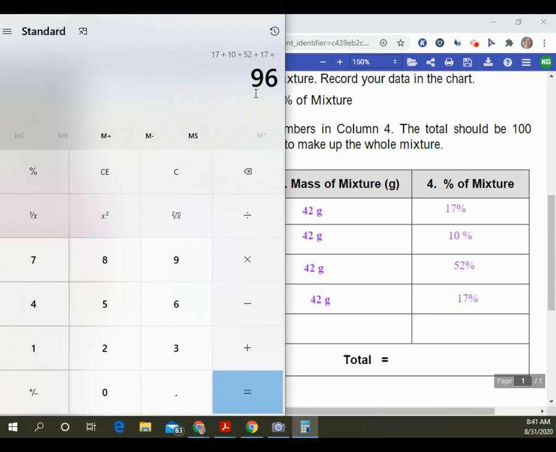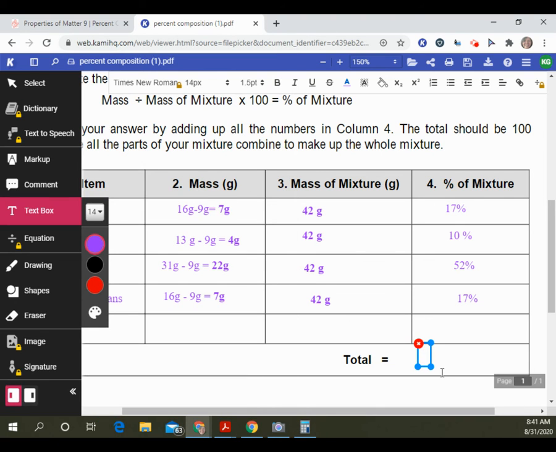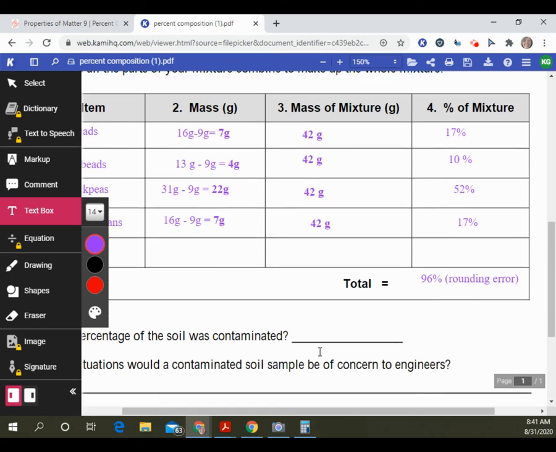If we came up with a number that said like 82 or even just 90, then we'd have to go back and check our work. But because we rounded all of these numbers, we know that 96 is pretty good. So we're going to write 96%, and then we're going to put in parentheses rounding error, because I want you to know what a rounding error is, but also because it is a thing. And mathematically, statistically, rounding errors can mess you up if you don't remember that they're there. Okay. So then the questions.